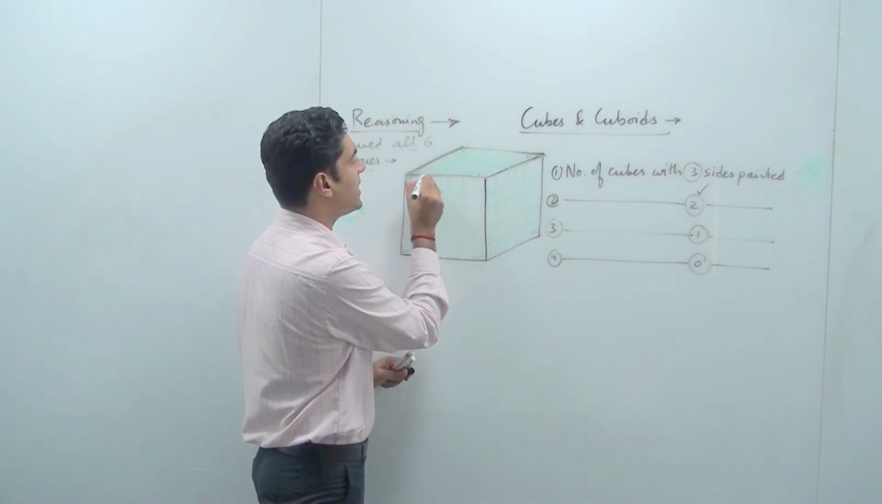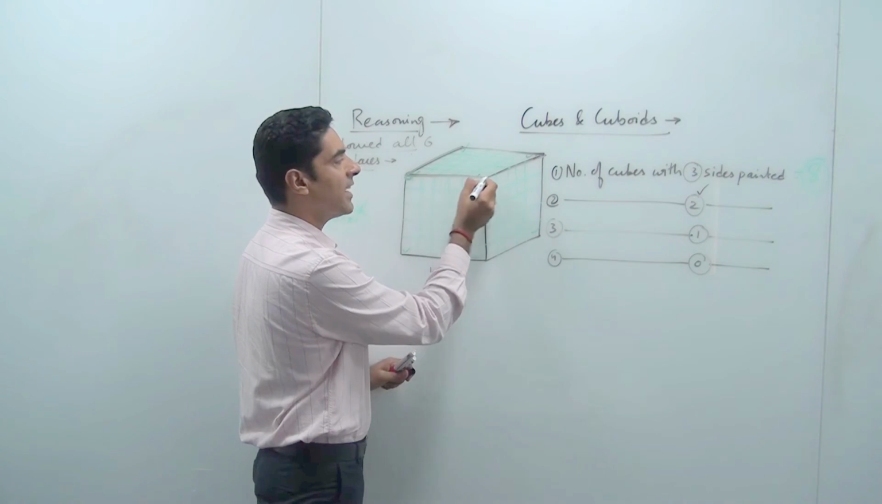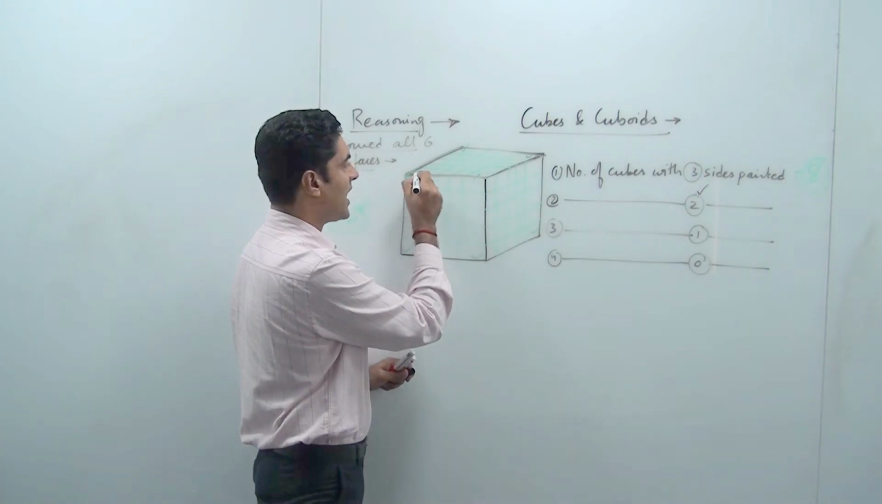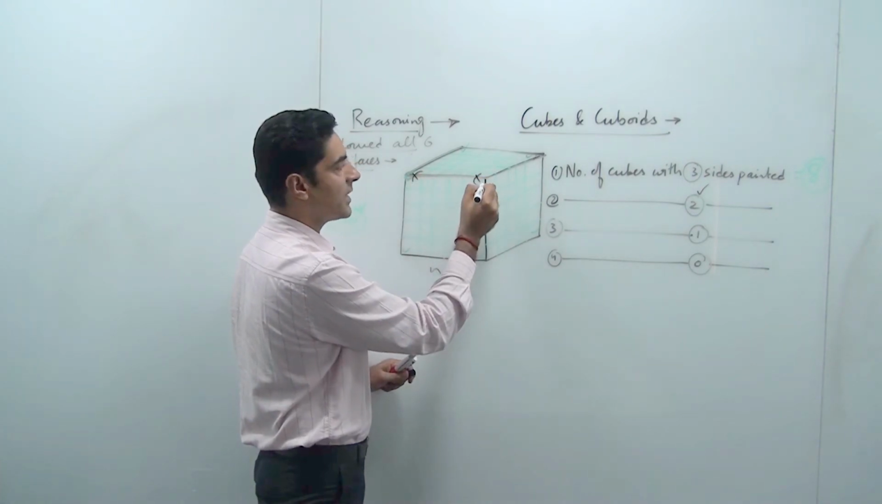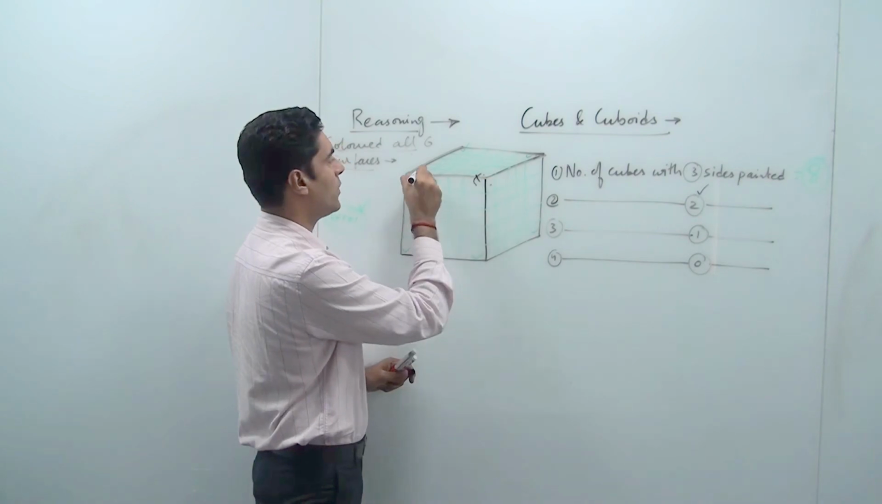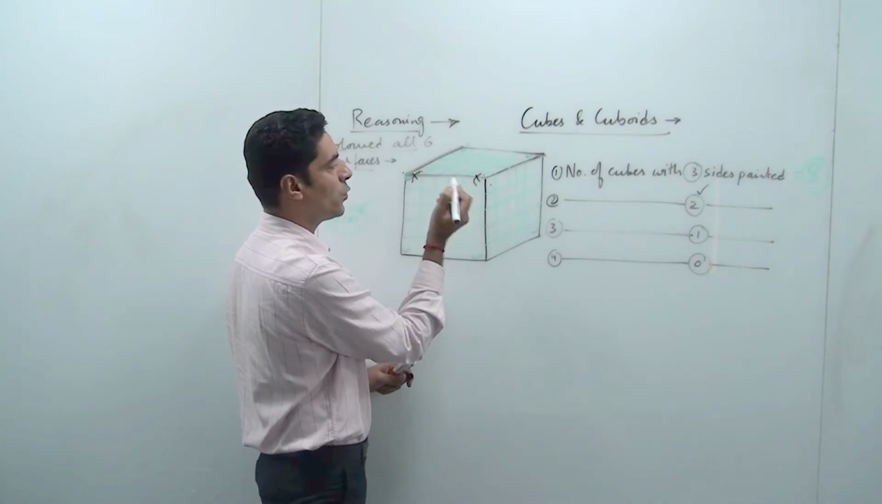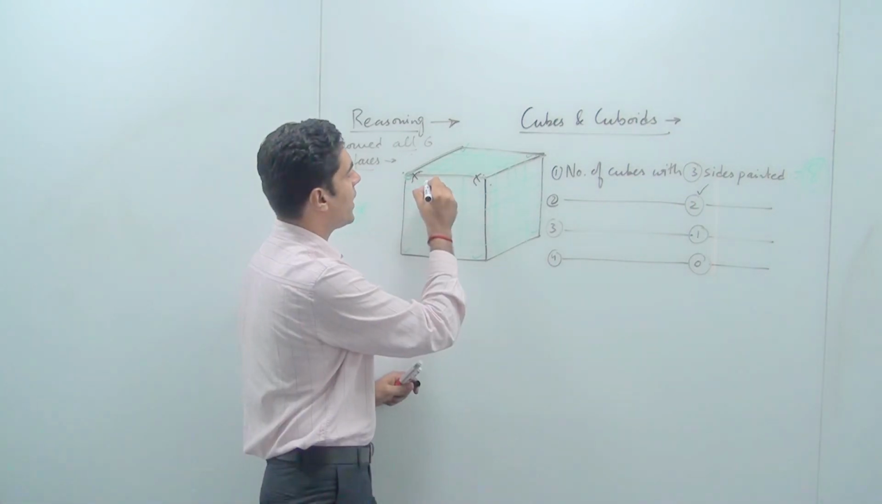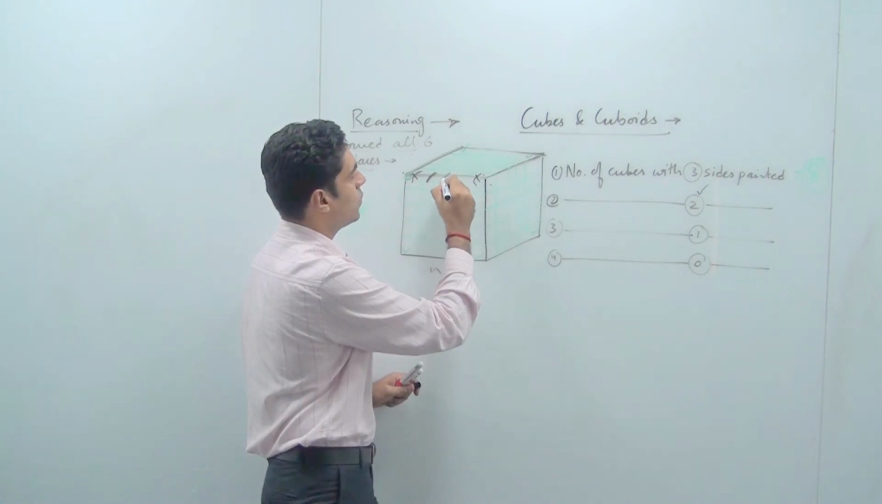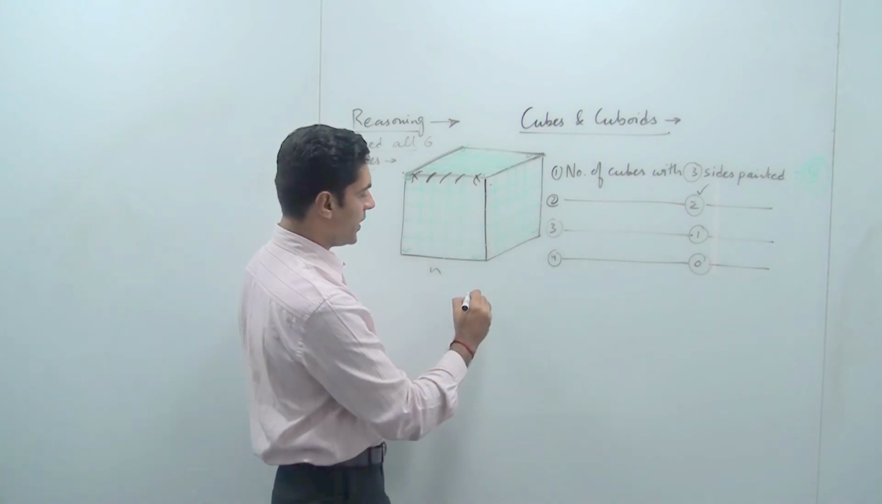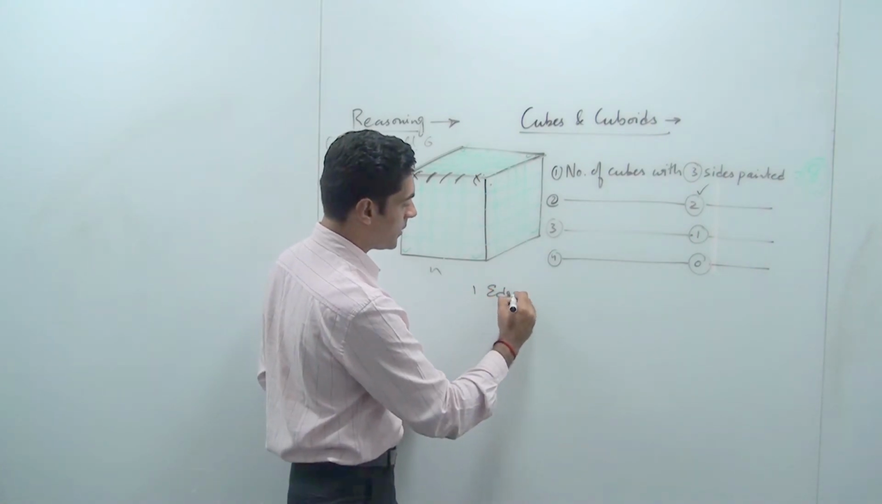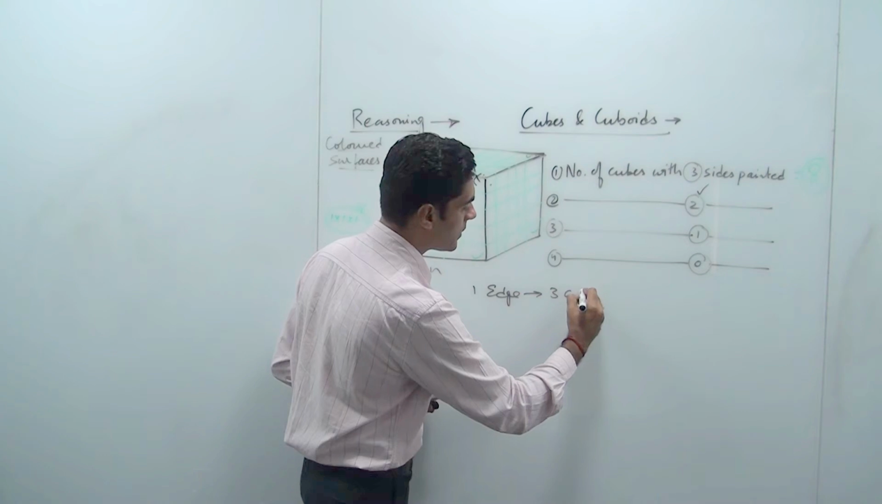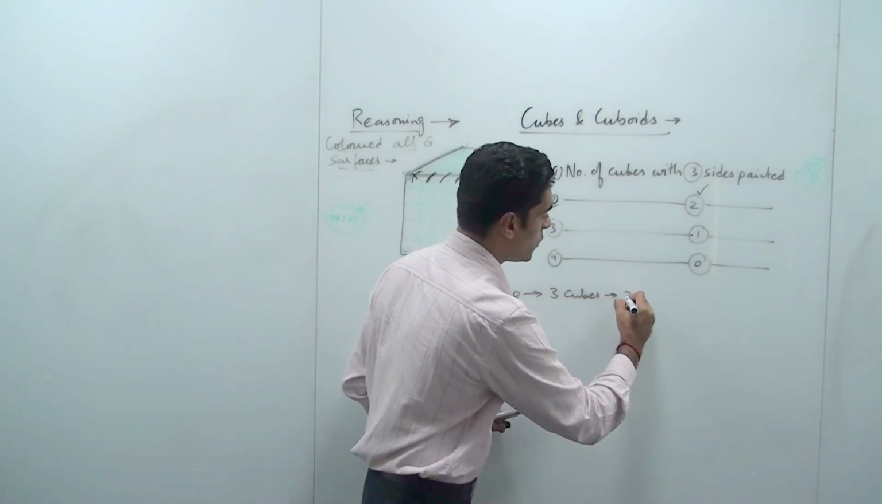So if I talk about this edge, wherein I am saying that there are 2 sides painted, I will have to discard this and this, because this is a cube which is having 3 sides painted. So the remaining that will have 2 sides painted, in one edge, is going to be 1, this one, 2 and 3. So in one edge, you are having 3 cubes which are having 2 sides painted.